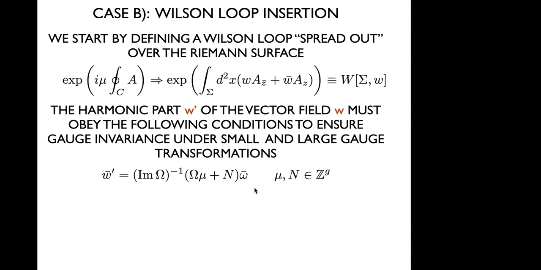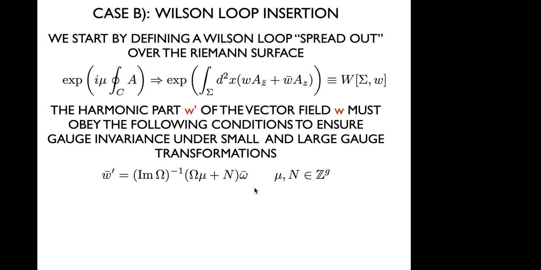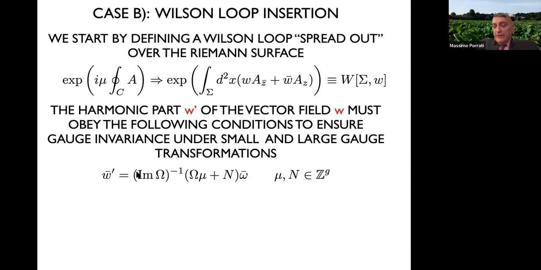I have one more question. So this mu should contain the information about the representation in which the Wilson loop is, right? Yes, which in the Abelian case is just a charge. So in that case, W will also have the information? Yes, it's encoded in this equation for the harmonic part of W. You see that there is this term proportional to mu.